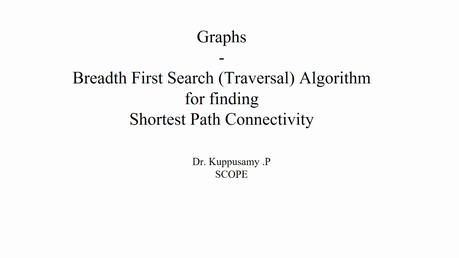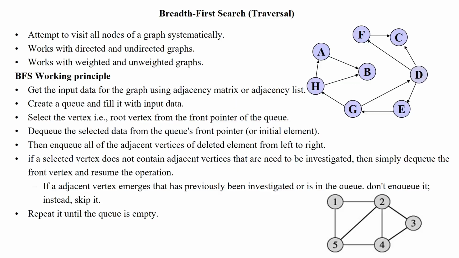Hi, welcome to breadth first search traversal algorithm for finding shortest path connectivity for given graph. Here we are having two different graphs. One is a directed graph, it is called digraph, and another one is undirected graph.